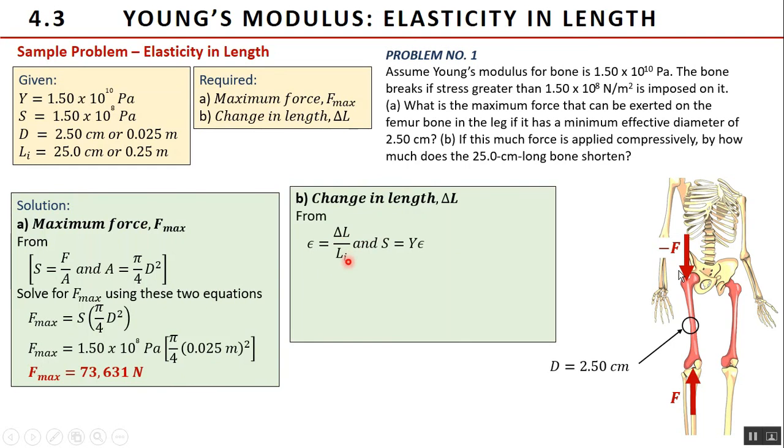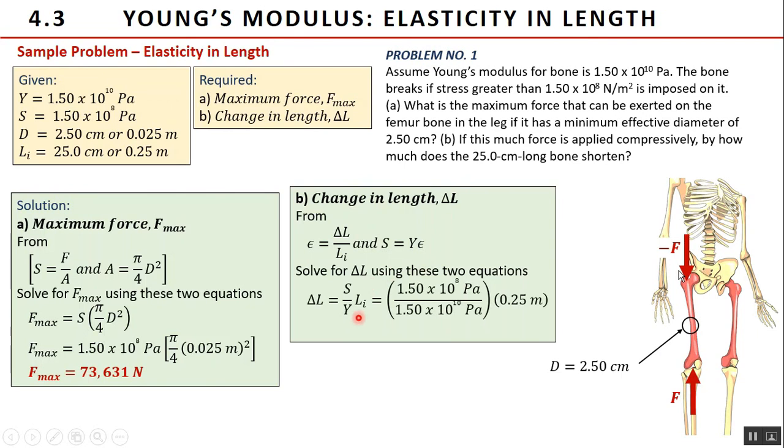For letter B, the change in length delta L, we will use the formula of strain, change in length divided by the initial length, as well as the formula of stress, Young's modulus times the strain. Again, using these two equations simultaneously, the change in length is the product of stress and the initial length, divided by the Young's modulus. Substituting the values will give a change in length of 0.0025 meter, or 2.5 millimeters.